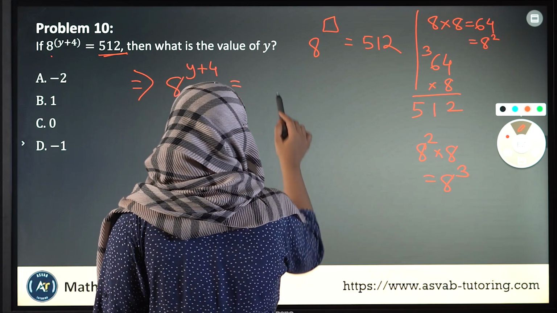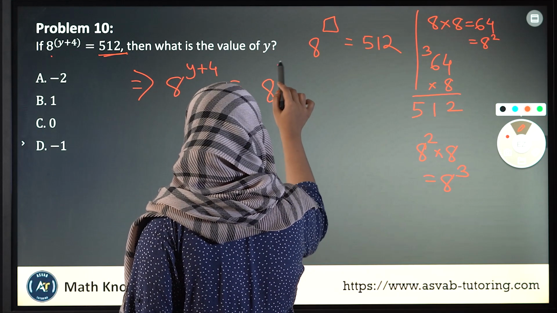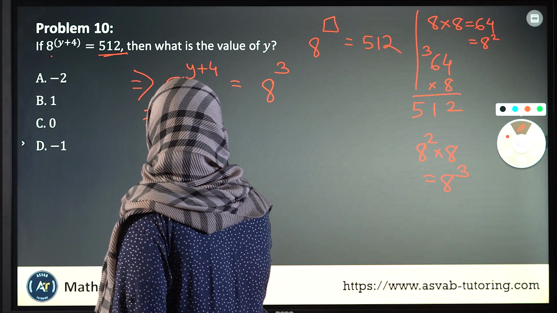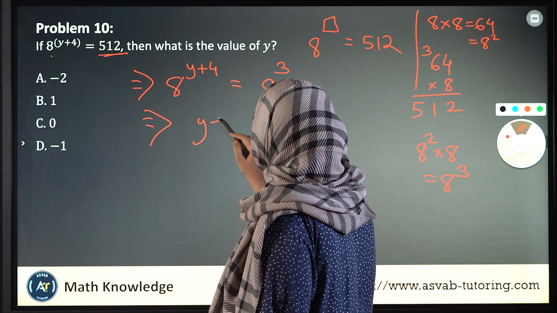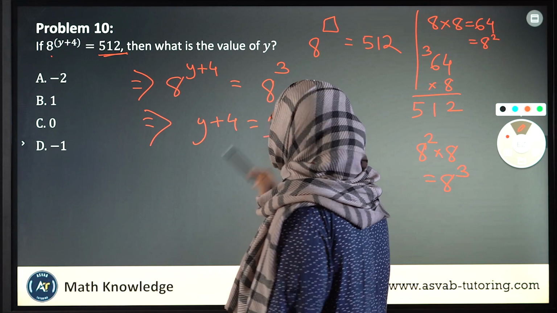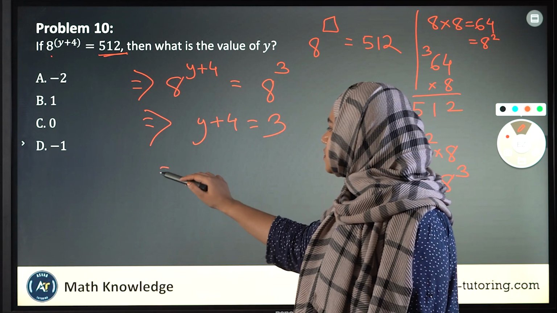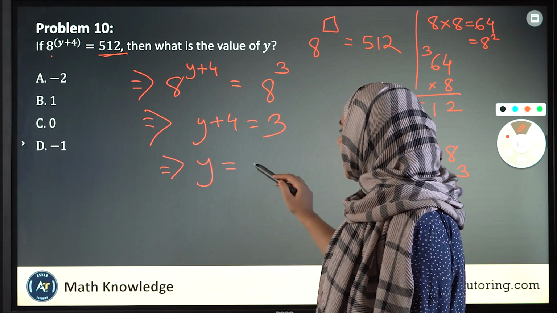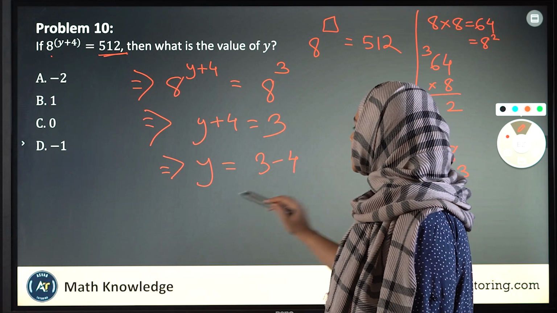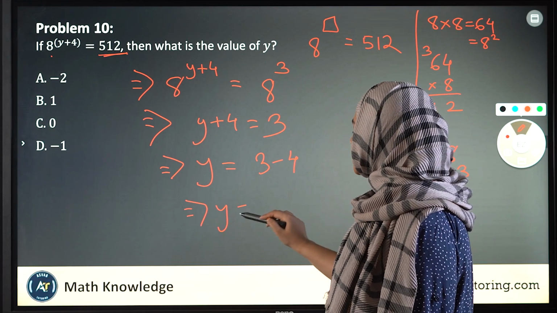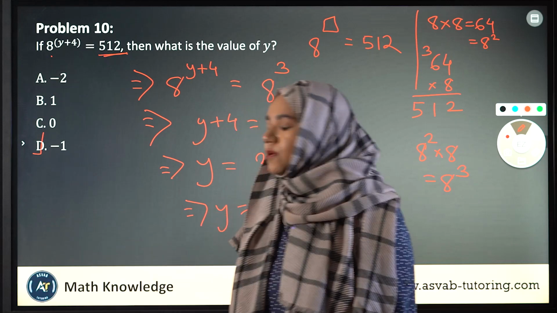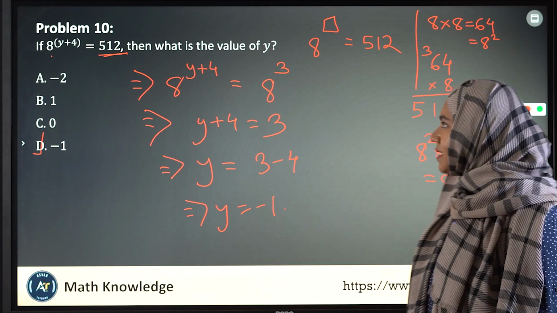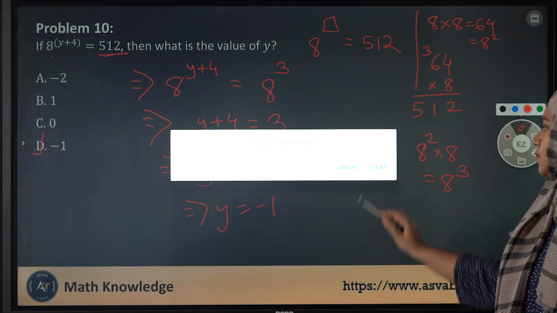So for the first half, that is what we need to spend our time with. So this means that for 512, we can write 8 cubed. And then, because the bases are the same, the powers are now going to be equal to each other again. So that's how it works. So to figure that out, we're going to write y equals 3 minus 4. And the correct answer to this is minus 1. So the correct answer here is option D, minus 1. Okay? We have 2 more to go.